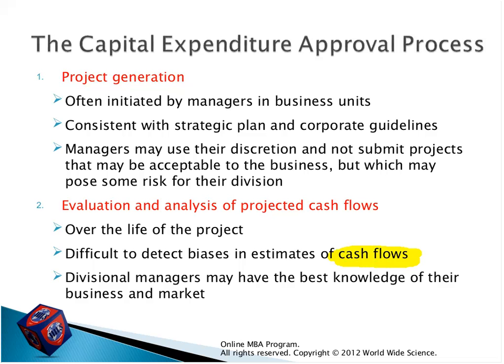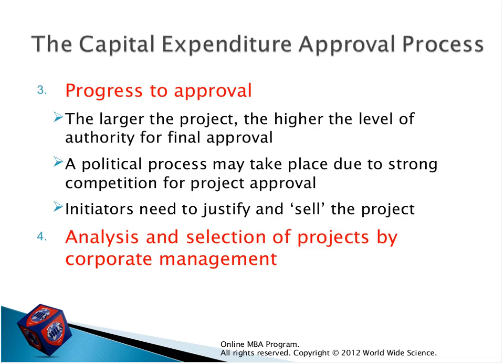The next step comes with the progress to approval. This is the most important step in the approval process, because in this step we're actually going to approve or reject the project itself based on the previous analysis of the project. So here we say that the larger the project, the higher the level of authority for final approval. And as well, the larger the project, the more risky it is, right? A political process may take place due to strong competition for the project approval.